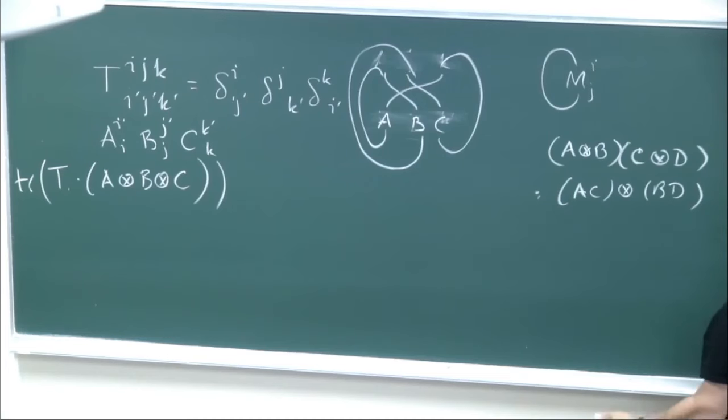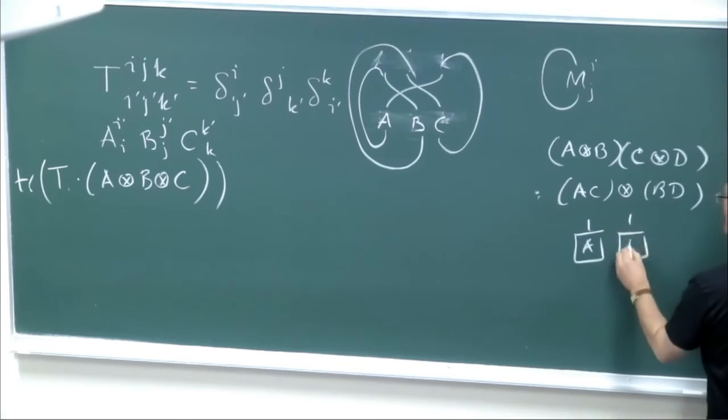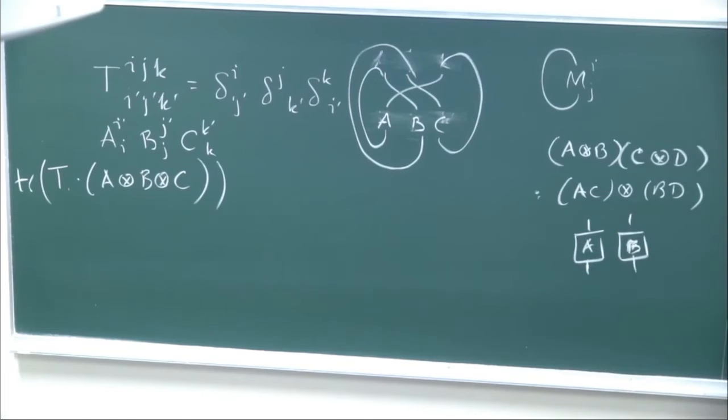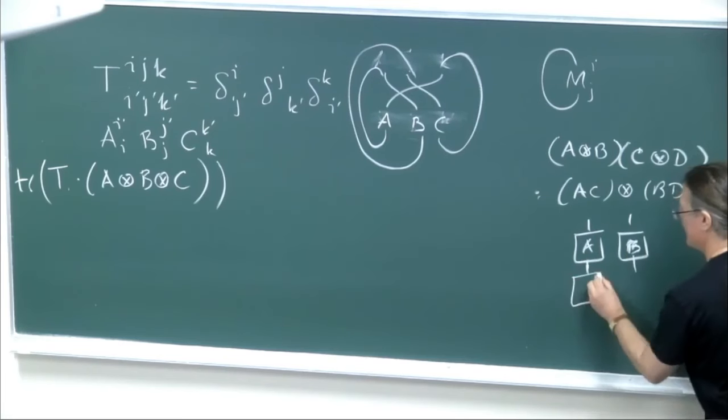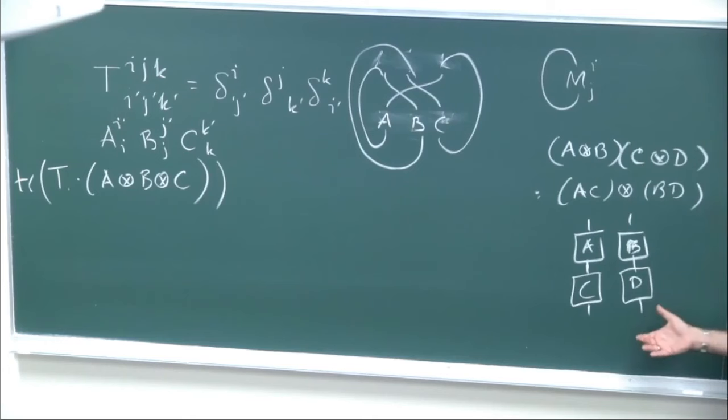But this is a tautology because both of these are simply, here's A tensor B, it's these two things next to each other. And here's C tensor D, and there it is, right? So both of these expressions are this one diagram. So it's a proof, if you will, by picture.